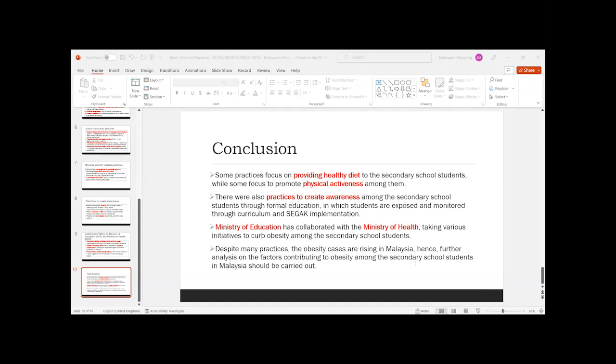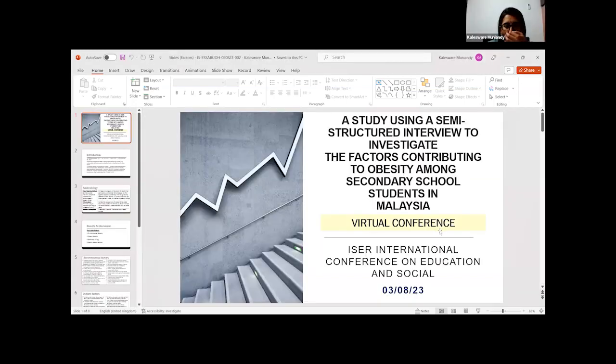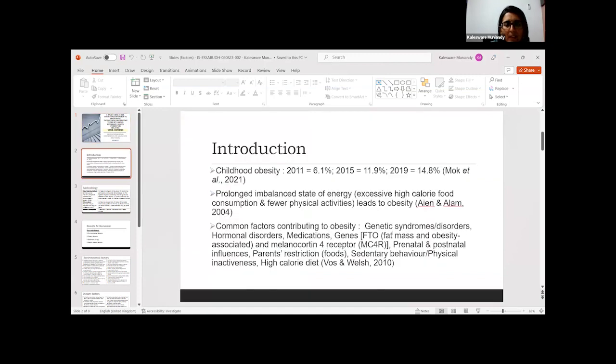Yes, ma'am. Can this be seen? No, we are able to see the first one only, in the conclusions. I'll just stop, share again. Reshare it again. Okay, factors can be seen. This can be seen. Yes, a study using semi-structured interviews to investigate factors.